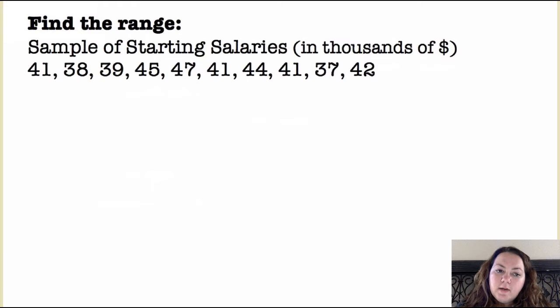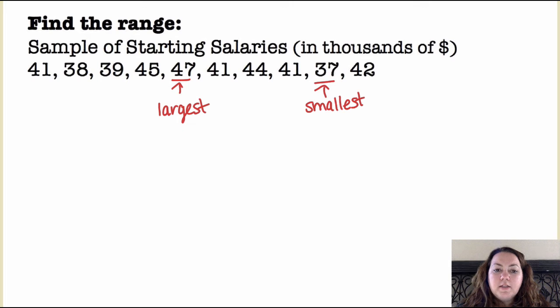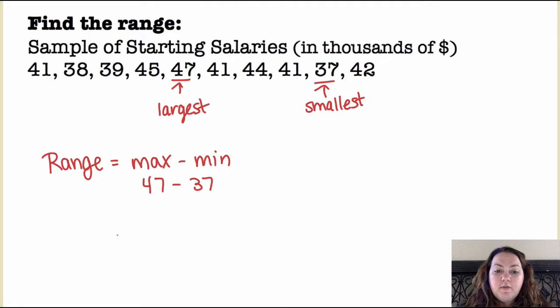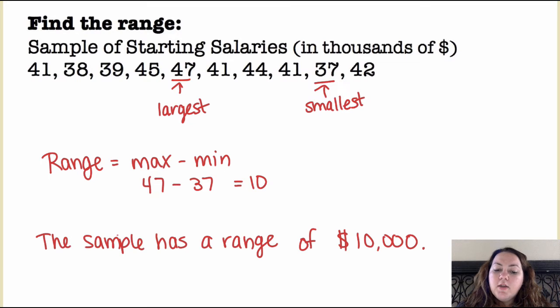Find the range. The sample of starting salaries in thousands of dollars is given below. The range would be the highest value minus the smallest value. So I need to first identify the smallest and the largest values, which I've done. I'm going to take my maximum, which is 47,000, minus 37,000, and that gives me 10. I want to put this in context. So the sample has a range of $10,000.